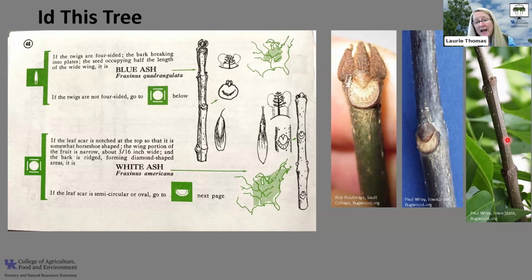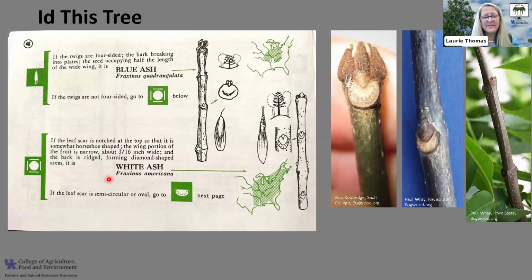That would be a blue ash. But that's not our sample. Our sample does not have squared sides. It's rounded. You can actually see rounded does not have those 4 sides. So no, it's not a blue ash. So our twigs are not 4-sided. So we're going to go below.